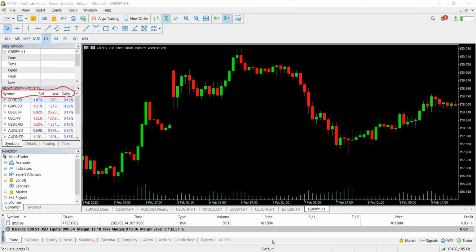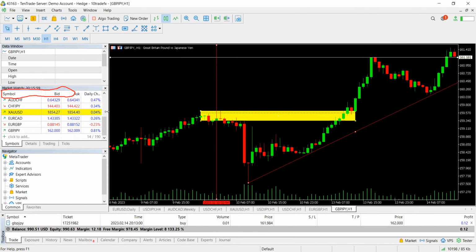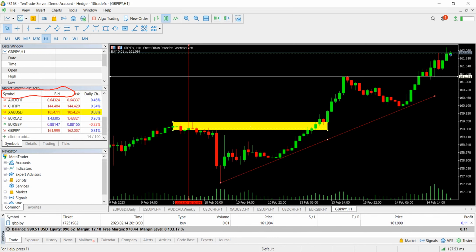Hold on, let me show you something. So right now, let's go to GBPJPY. I want you to focus on the bid and ask price, and also focus on the current market price. Right now, price is at 162.007. You can see it's quite different from what is here. So this is the ask and bid price for GBPJPY.